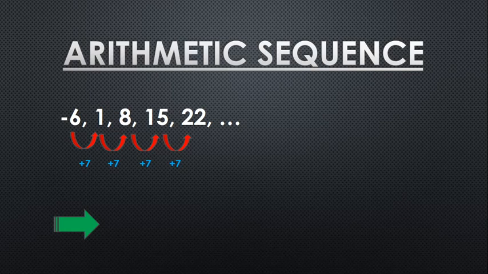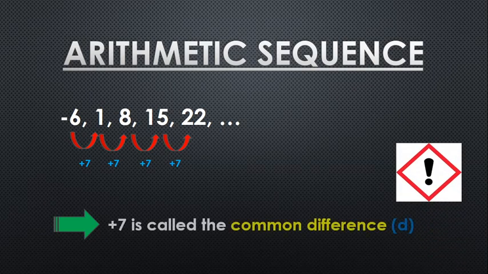It is right, we are moving by plus 7. Okay? So the number that we are jumping by, or using plus 7, we call it the common difference. So in our example, the common difference will be plus 7. We abbreviate the term common difference from now on by the letter D.